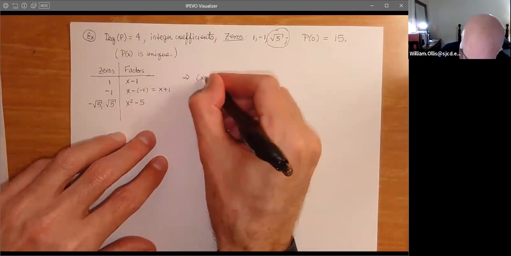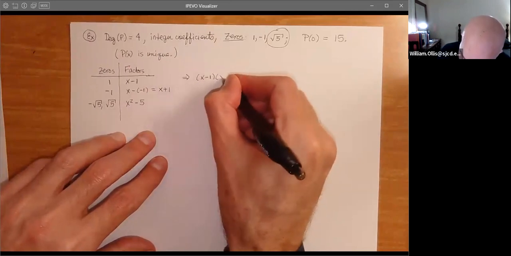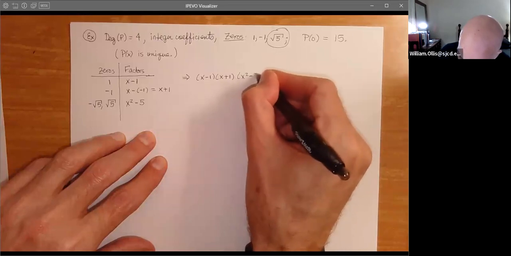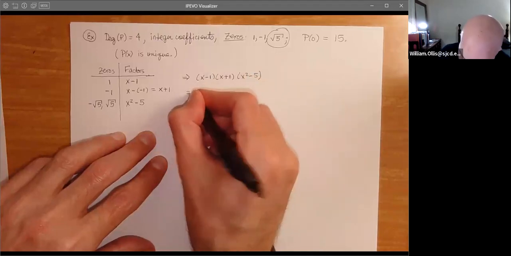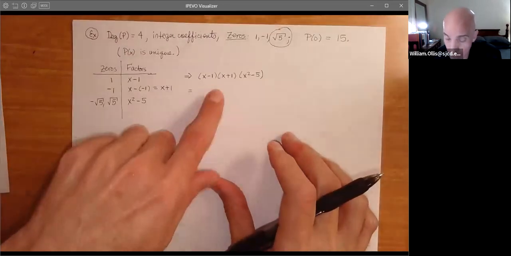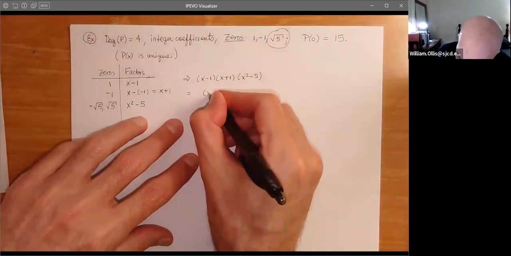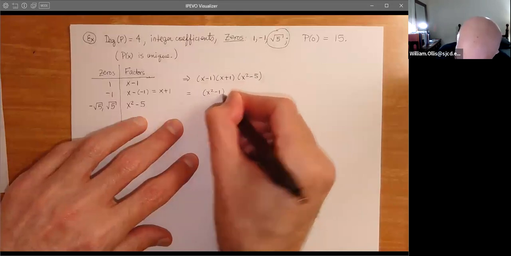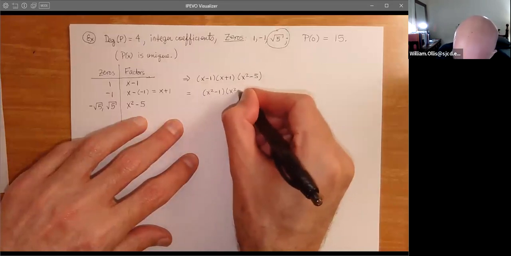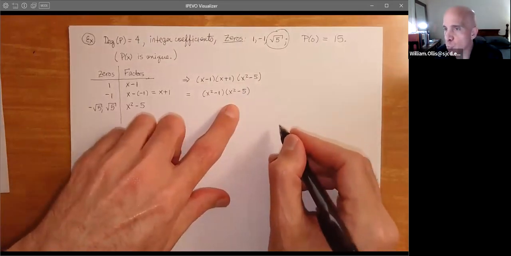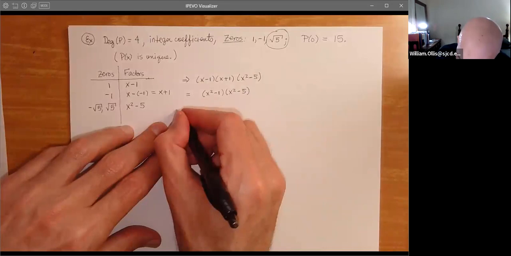So this will be x minus 1, x plus 1, and then x squared minus 5. But now, of course, this x minus 1 times x plus 1 is just a difference of two squares. So let's just ride the wave: x squared minus 1 times x squared minus 5. It just really depends on how many terms we have as to how much work it's going to be. So now what does this equal?